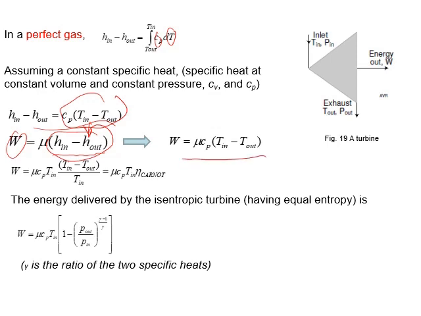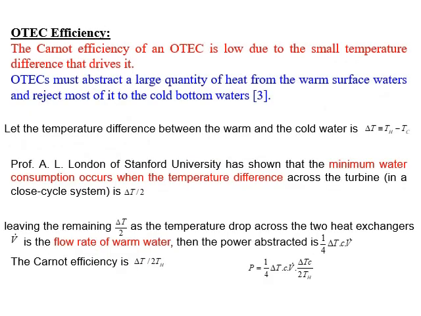Now, multiply and divide by Th. This one will be the Carnot efficiency. So this tells me that the energy produced is mu Cp Th times the Carnot efficiency. And Carnot efficiency, as I mentioned, is small.